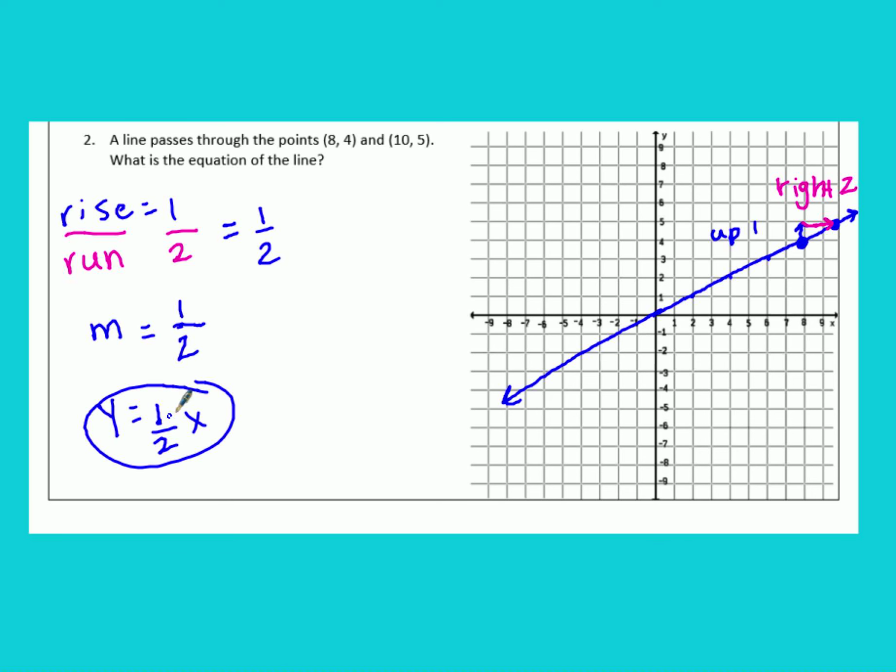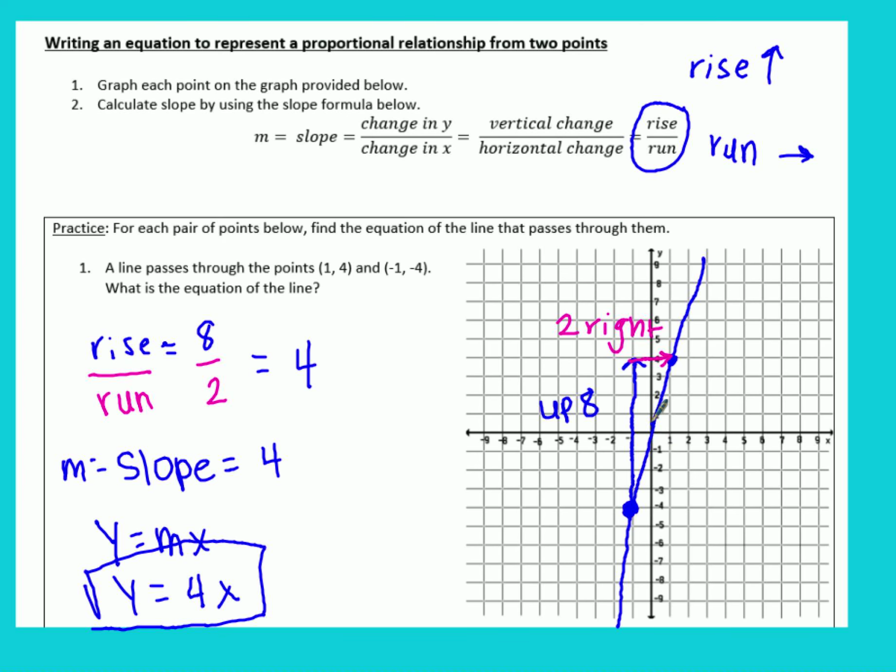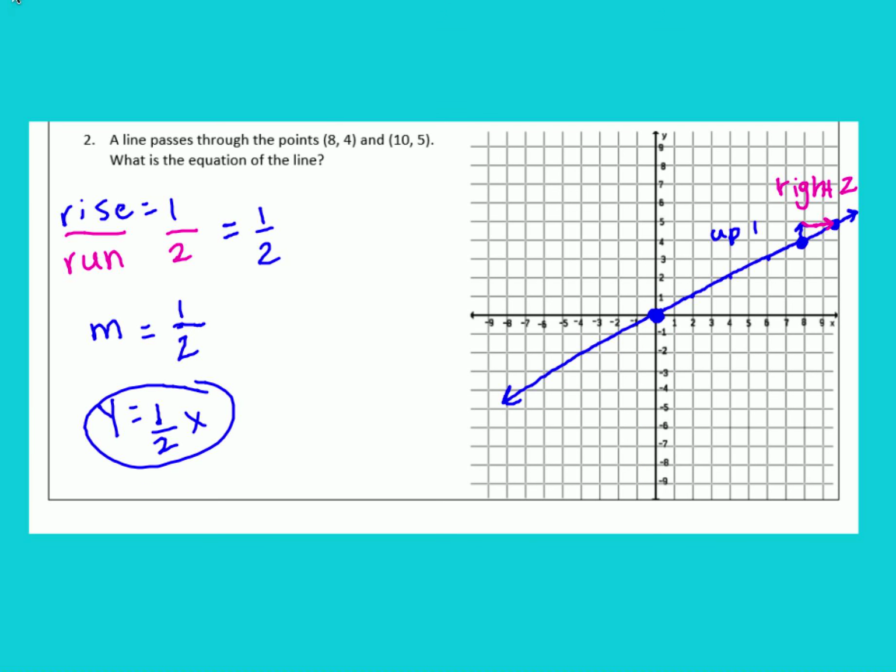Now remember, we're allowed to use this form y equals mx because this example here is proportional, and we know that because this graph went through the origin at 0, 0. If you go back to that example that was above it, it was the same in this case too. It went right through the origin. That means we're allowed to say that this is proportional, and we can use that form of y equals mx. So just keep that in mind from our last lesson.